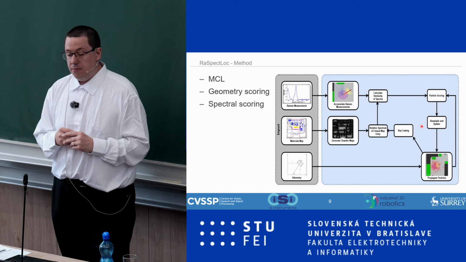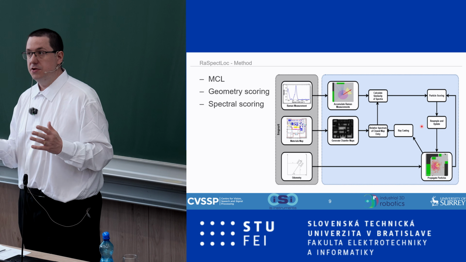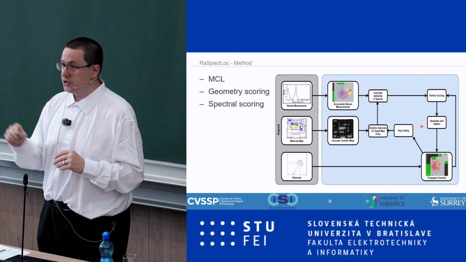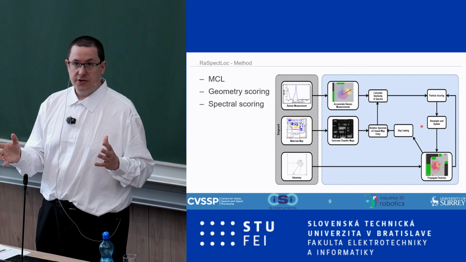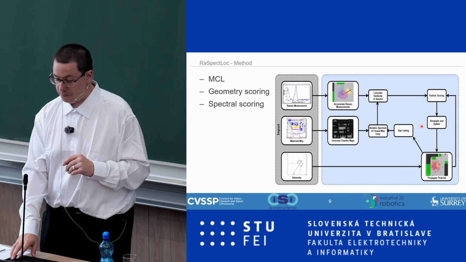So the way we solved that was a kind of traditional Monte Carlo localization approach. So we had a particle filter, we had a cloud of different pose hypotheses, and we tried to score the similarity of each hypothesis, what it should see around it according to the map versus what the robot actually saw.